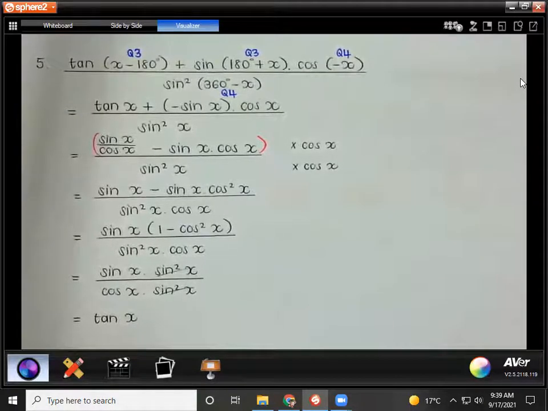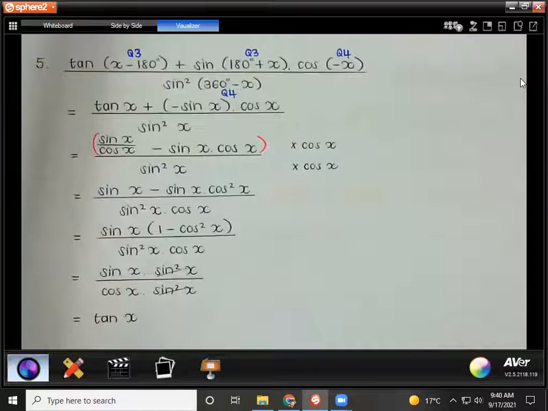Okay, number 5 was a bit more complicated. There was more stuff to do. All right, maybe you did your steps slightly differently, but the answer was tan x. Yes, did anyone else get tan x as the answer for this one? Yes, okay. See a few nods.